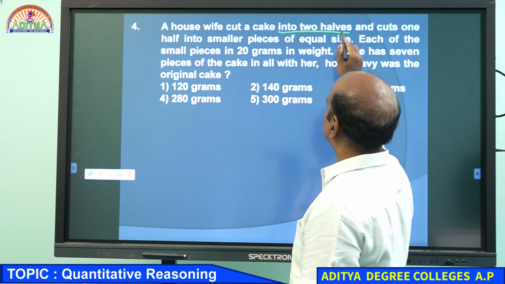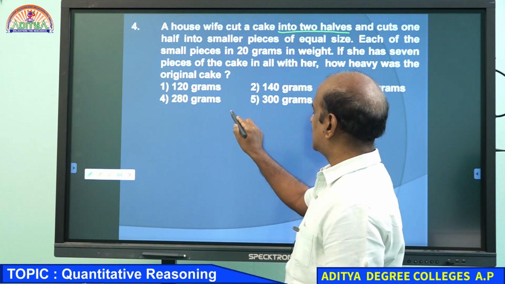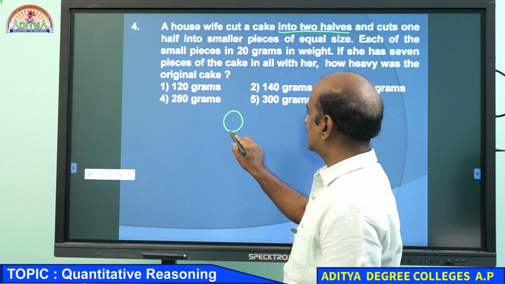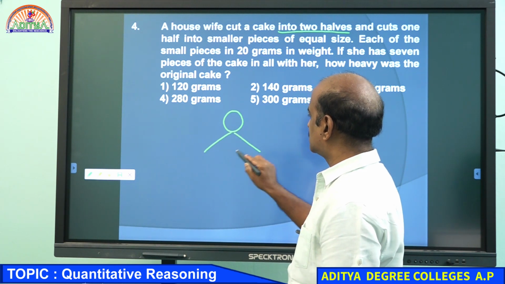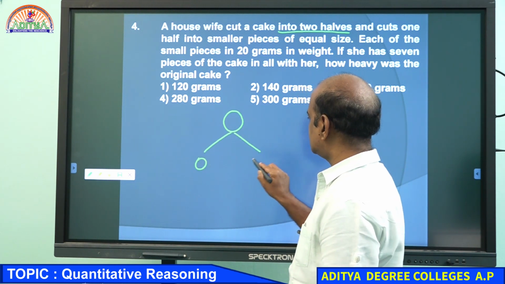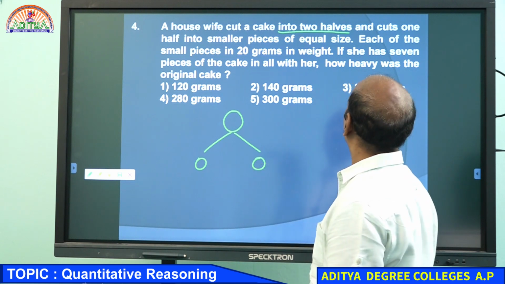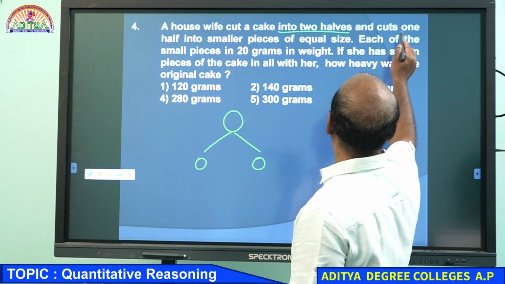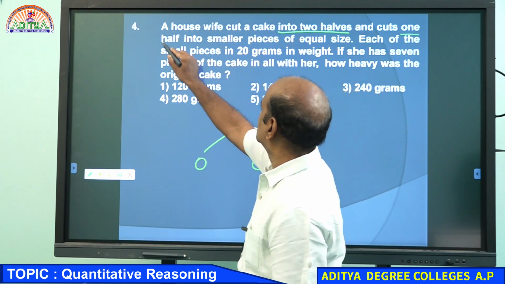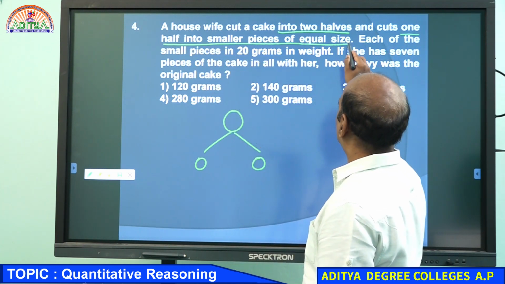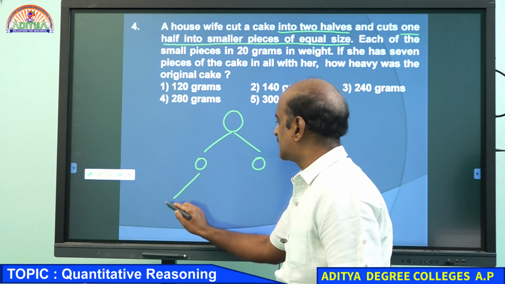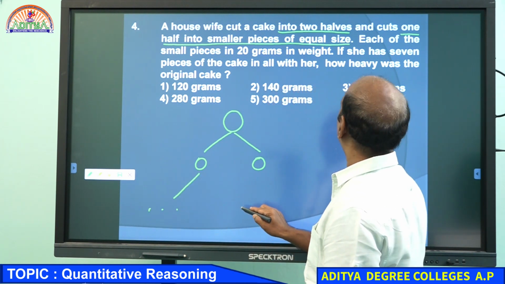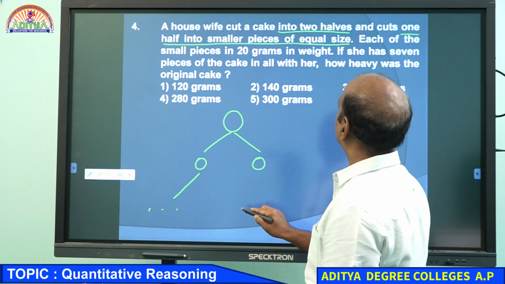into two halves. For example, if there is a cake, something like this, the housewife is cutting the cake into two equal halves. I think you understand this. And one half is cut into smaller pieces of equal size. How many pieces? Each small piece is 20 grams.